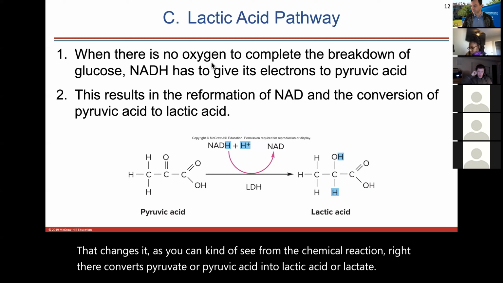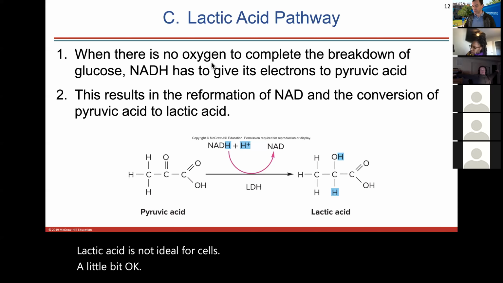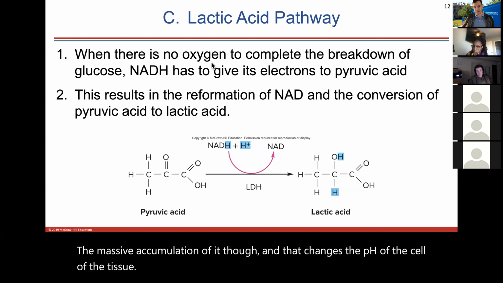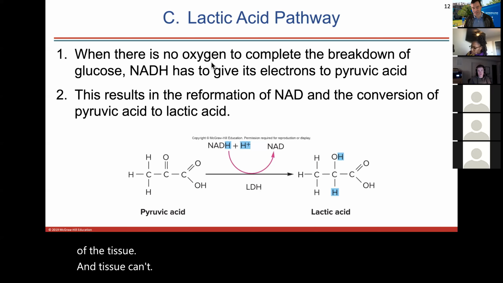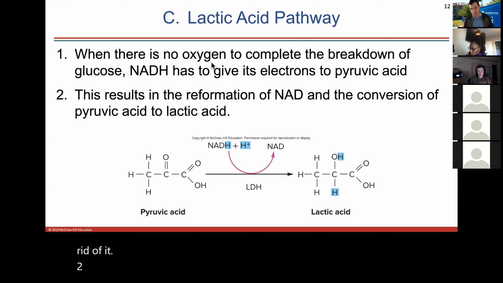Lactic acid is not ideal for cells. A little bit's okay. A massive accumulation of it, though, changes the pH of the cell, of the tissue, and the tissue doesn't like it accumulating. So it tries to shovel it out, tries to get rid of it. 2 ATP is only 2 ATP.